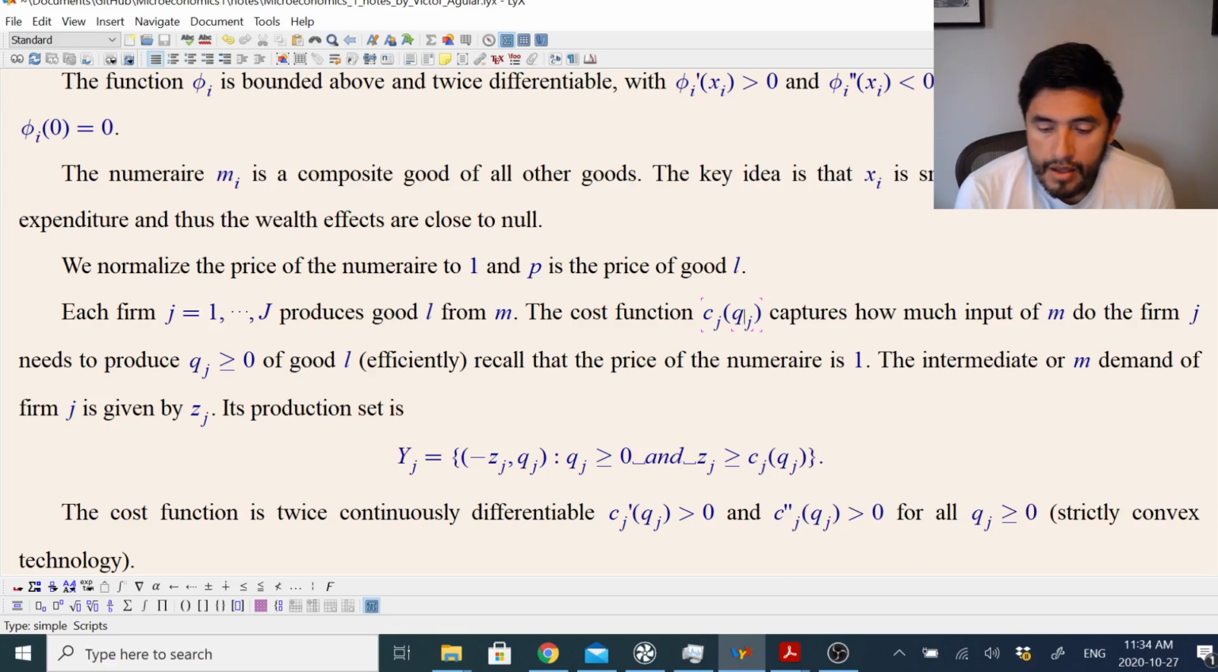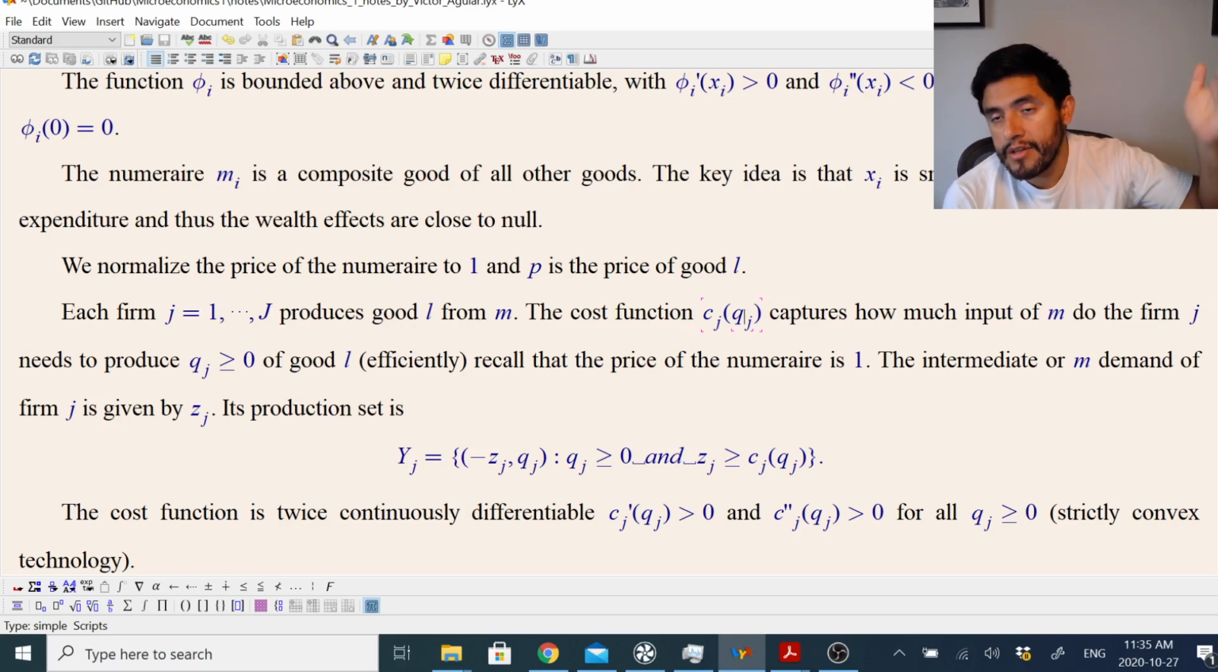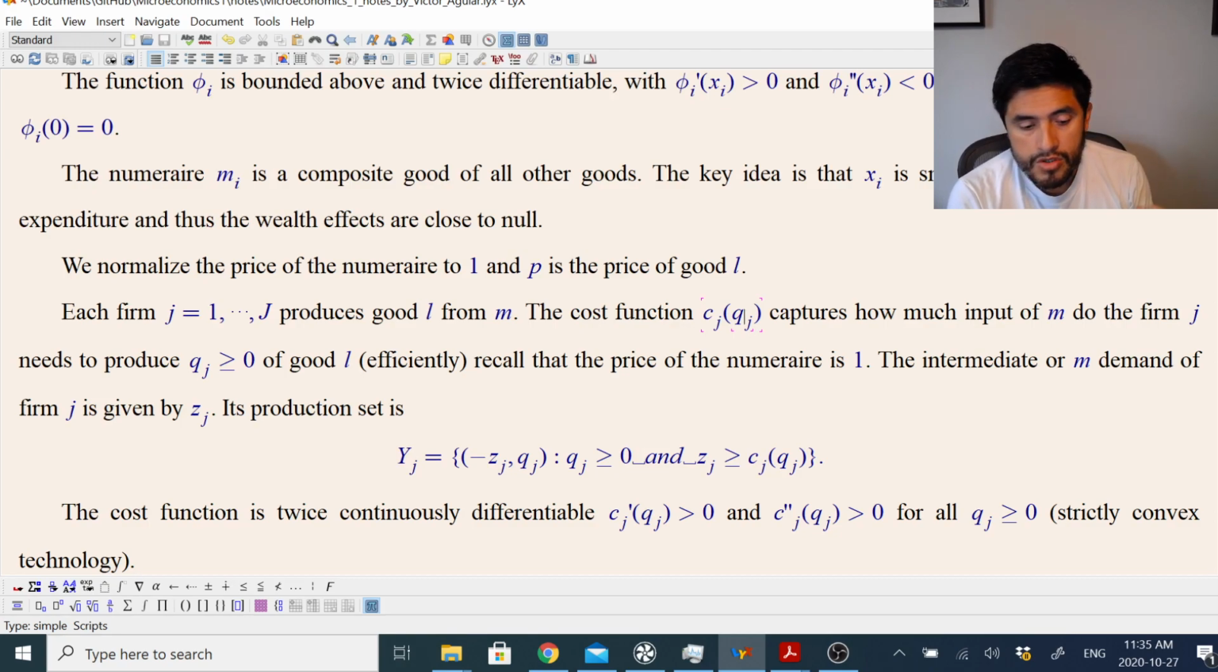Important thing. Now, the intermediate demand of M of the firm, so this is, remember, the factor demand of the firm, is called Zj. So we are using a different letter, because this will tell us the consumption of firms of the numeraire good. Consumers can also eat some of the numeraire, right? This is a composite good, any other thing that is not cereal. But of course, firms can also use it as an input. So this will be captured by Z.